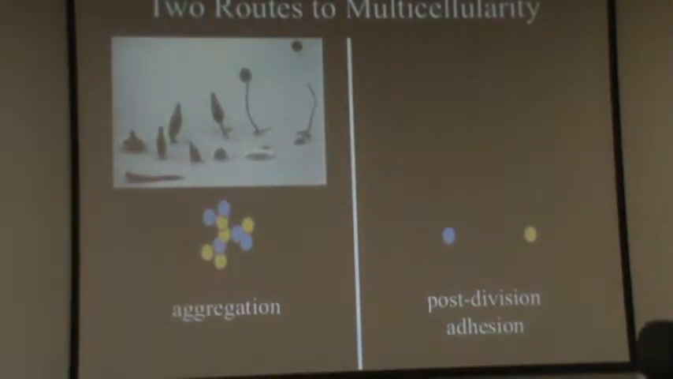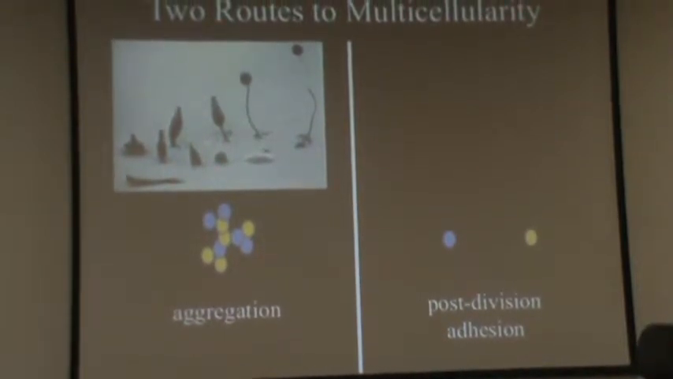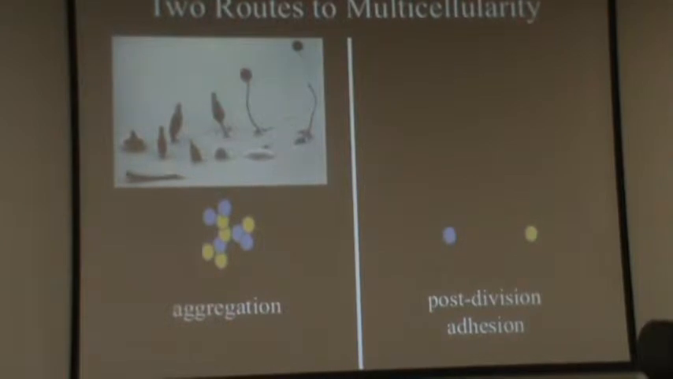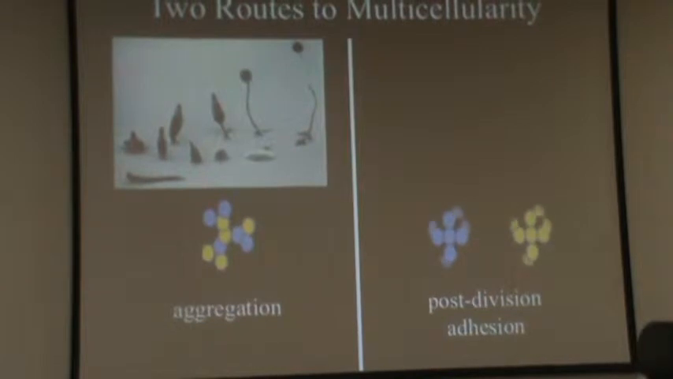It has a free living stage where it lives as a single cell, and then when resources are low in the environment, they'll come together. They'll form this amoeba-like superorganism, and then they make a fruiting body and distribute the spores. The other way to do it is post-division adhesion.